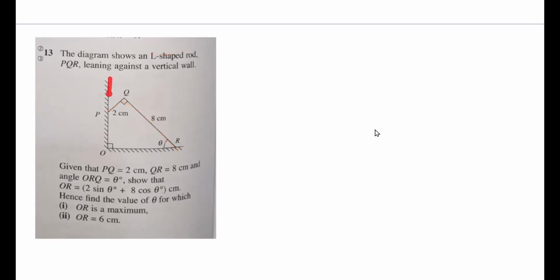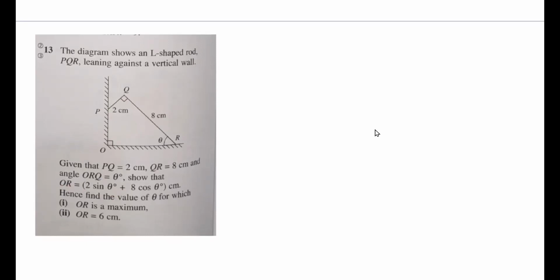It's leaning against a vertical wall, and that's the floor. So there's a 90 degrees here. Given that PQ equals 2 cm and QR equals 8 cm, and the angle ORQ equals theta degrees, show that OR equals 2 sine theta degrees plus 8 cos theta degrees. This is the type of question that will always come up in prelim papers or A-Maths prelim papers. How do we deal with this? Your objective is to show OR equals a certain length, right? So OR is at the base here.